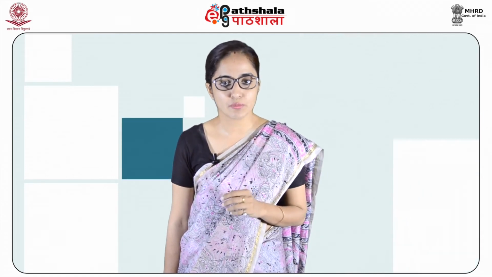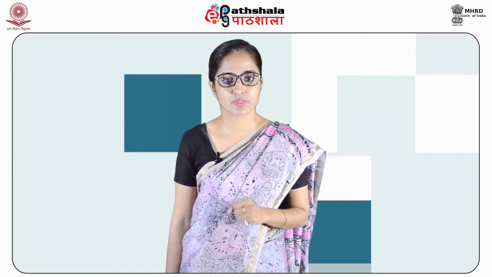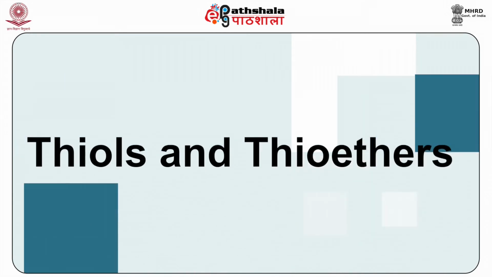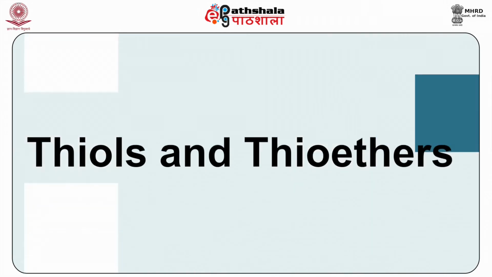The strongest peak in the mass spectrum of an aromatic nitrile is the molecular ion peak itself. More importantly, fragmentation involves the loss of HCN molecule, that is the hydrogen cyanide molecule. Now we will move on to the discussion of thiols and thioethers.